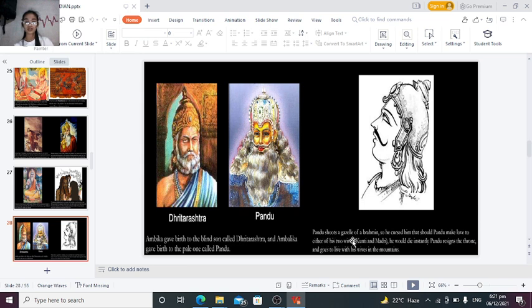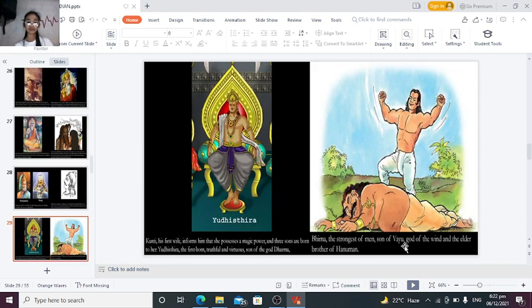So Pandu shoots a gazelle of a Brahmin, so he cursed him that should Pandu make love to either of his two wives, he would die instantly. Pandu resigns the throne and goes to live with his wives in the mountain. So, dalawa ang asawa po ni Pandu, si Kunti at si Madri.